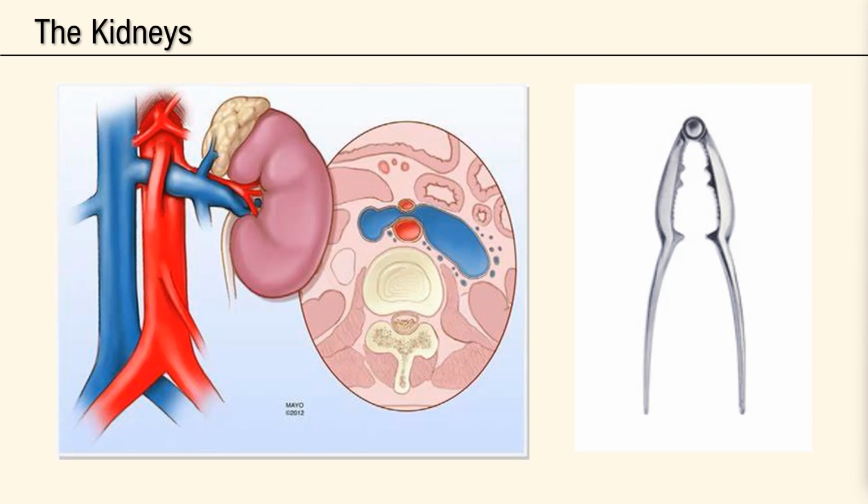We can also see these long tubes exiting the kidneys. These are the ureters that are travelling inferiorly towards the urinary bladder.